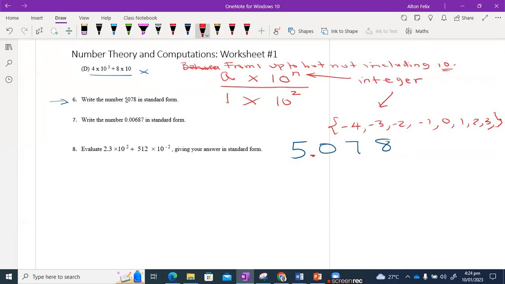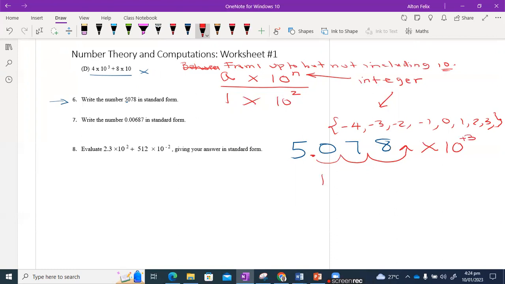To get back this whole number, we'll have to move 1, 2, 3 places to the right. Now, if you are moving that point 3 places to your right, you simply put the number of places you are moving, but this number up here will be +3, positive.